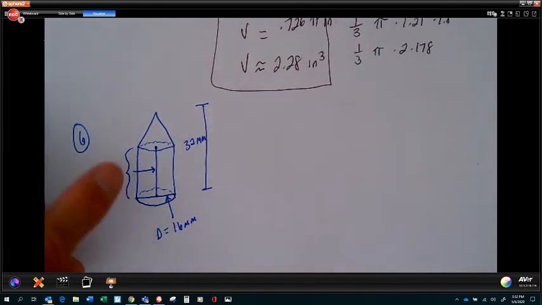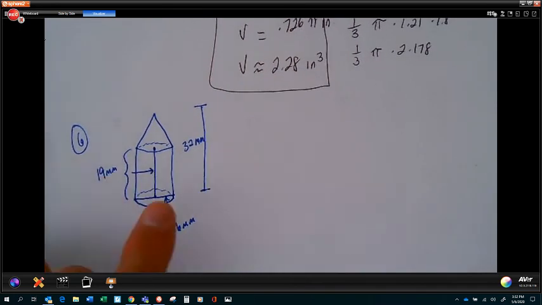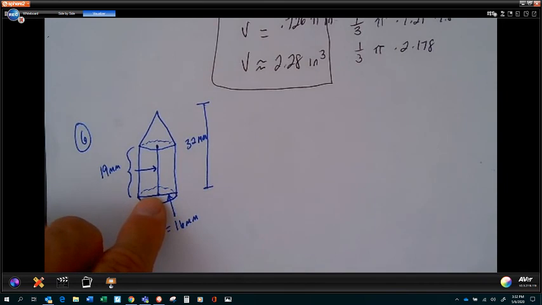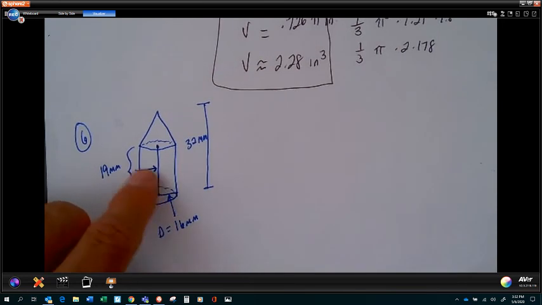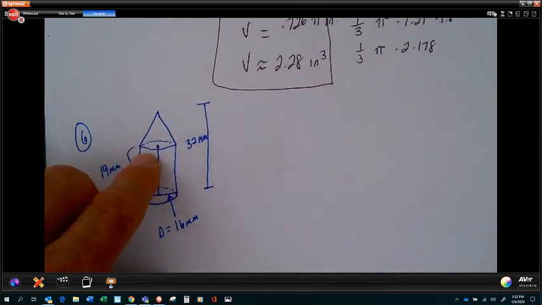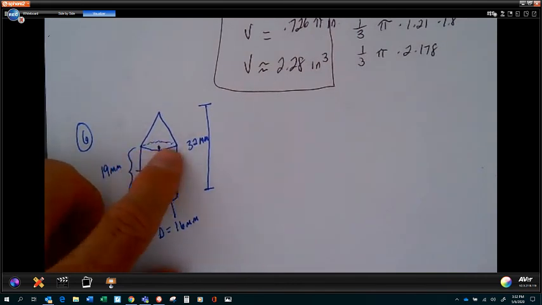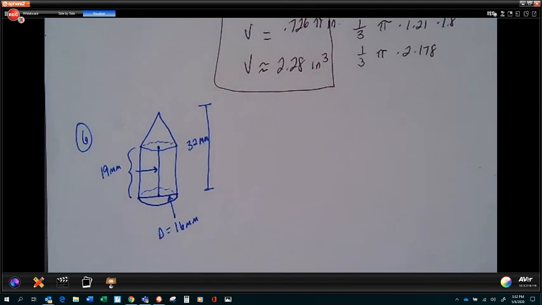I would find the volume of the cylinder first. Remember, for the radius, you have to take half of this diameter, which is going to be 8 millimeters. Then notice the base of the cone is going to be the same as the base of the cylinder. It's the same diameter. The only thing is you have to subtract 19 from 32 to get the height of the cone, and then you add those two together. So go ahead and hit resume when you're ready to go, or you can hit resume and watch me work through it as well.